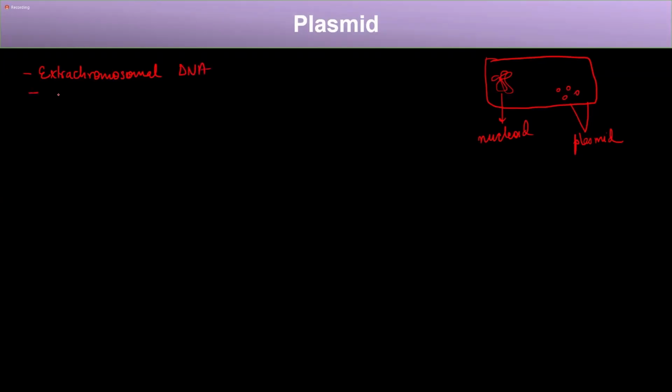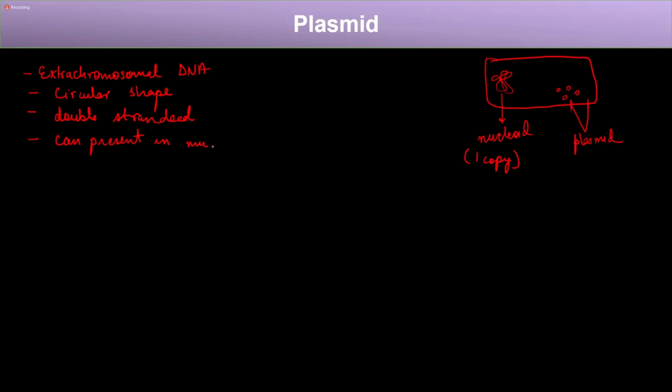Now, what is the shape of this plasmid? These plasmids are also circular in shape. Just like the nucleoid, these are also circular in shape and they are also double-stranded. Okay. Apart from this, you can see that the nucleoid is present only in one copy, right? It is present only once. However, the plasmids can be present in multiple copies. Okay.